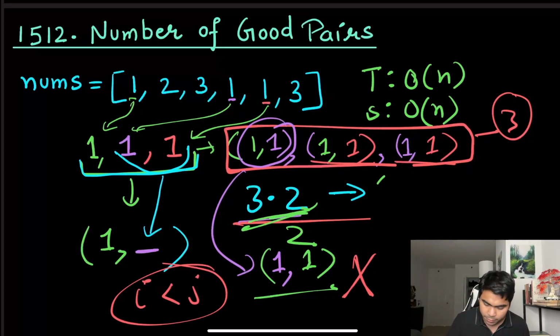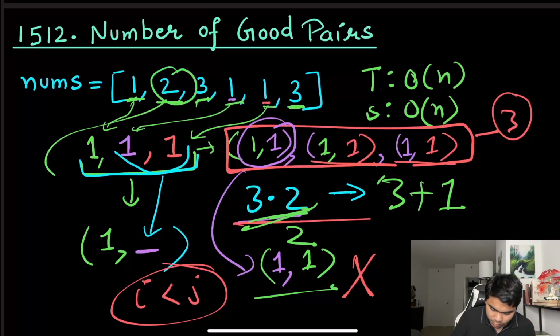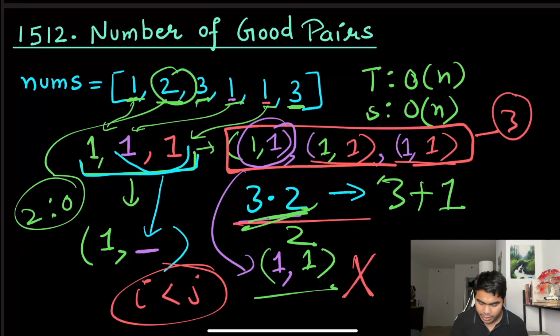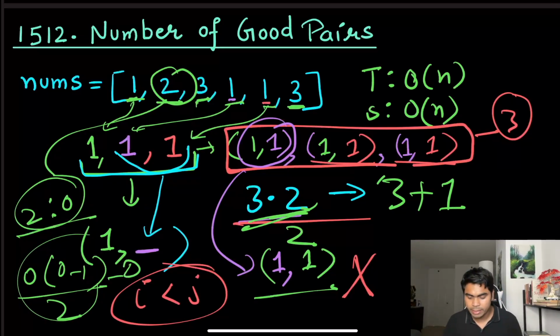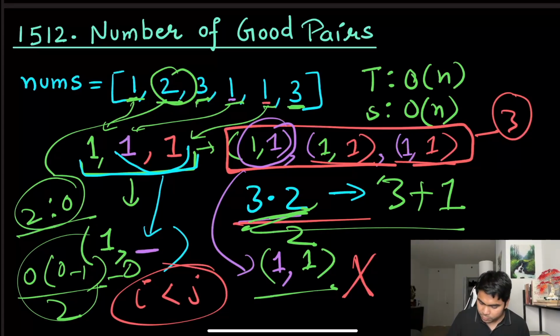So 3 good pairs with 1s, then 2 doesn't have any matching pair, then 3 will give me 1 more pair. This 2 has the count 0, so this will be 0 times 0 minus 1, divided by 2. This will give you 0, so you cannot create any pairs. So first, we will use a hash map to count the frequency of each number.